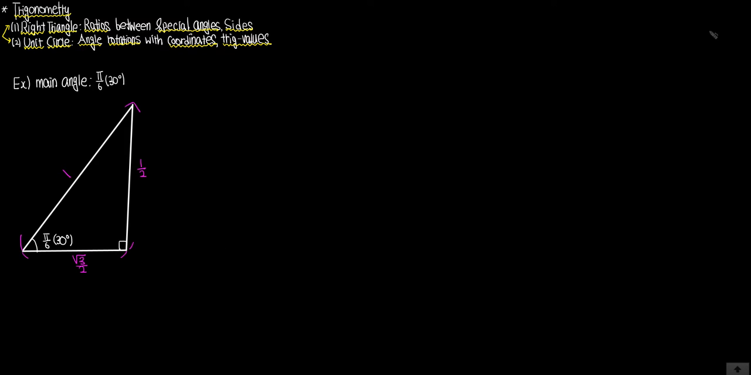So for a right triangle, let's start off by thinking of an example of a triangle that has the main angle, which is the central angle, as pi over 6. And pi over 6 is the radian measurement to express 30 degrees. So if there is a central angle here that is pi over 6, another way to say 30 degrees, then we already know the ratio between its sides. The hypotenuse, that is the longest side, is 1. The side opposite our main angle pi over 6 is 1 over 2. And the side adjacent to our pi over 6 is square root of 3 over 2.